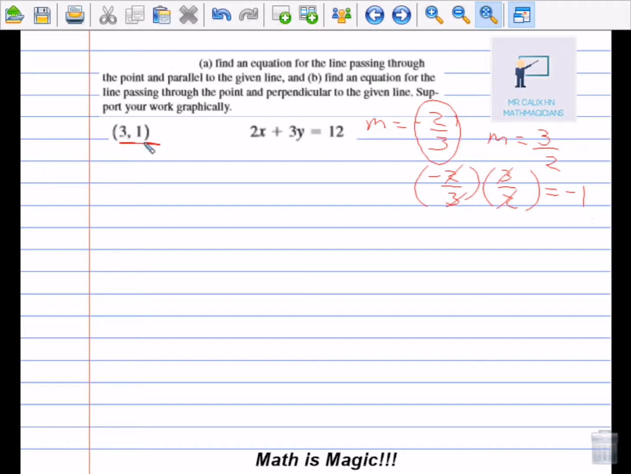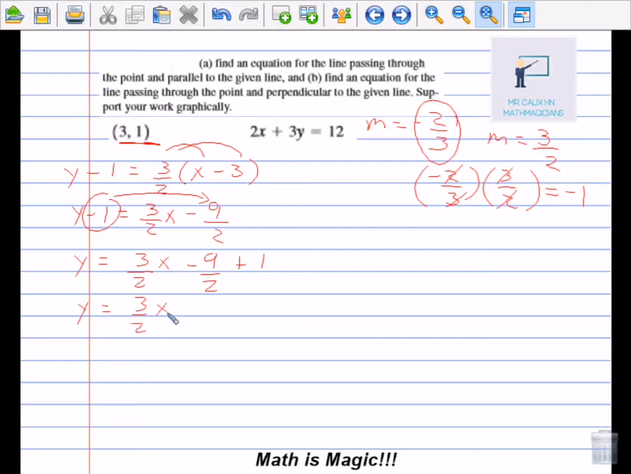The point is still this. We use the same formula. y minus y1 is equal to m, which now is 3/2, times x minus x1. The process is basically the same. y - 1 is equal to 3/2x - 9/2. We send the 1 that is subtracting to the other side as an addition. y is equal to 3/2x - 9/2 + 1. You can use your calculator for this. It says that it's -7/2. This is your perpendicular line, or your perpendicular equation.